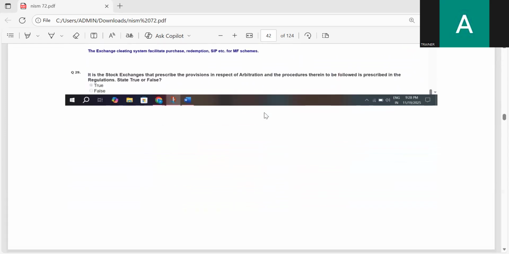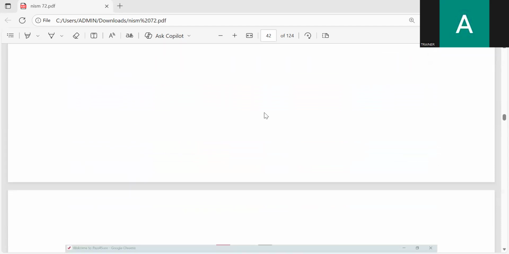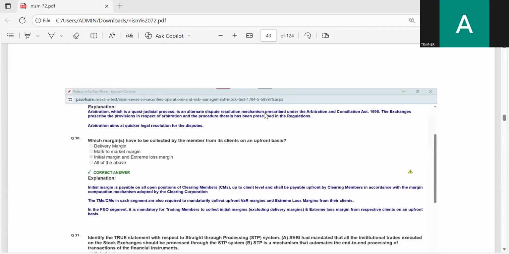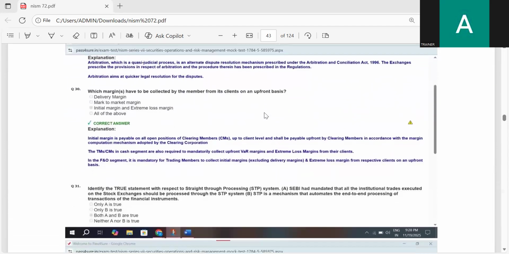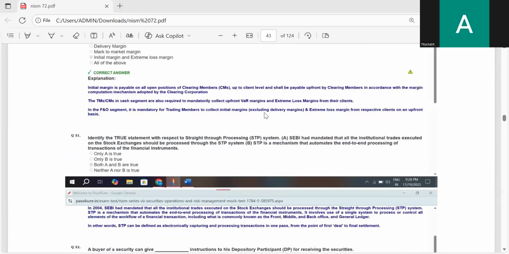The stock exchange prescribes the provisions in respect of arbitration and the procedures therein to be followed by the prescribed regulation. State true or false. True. Which margin has to be collected by the members from its client on an upfront basis? Initial margin and extreme loss margin.